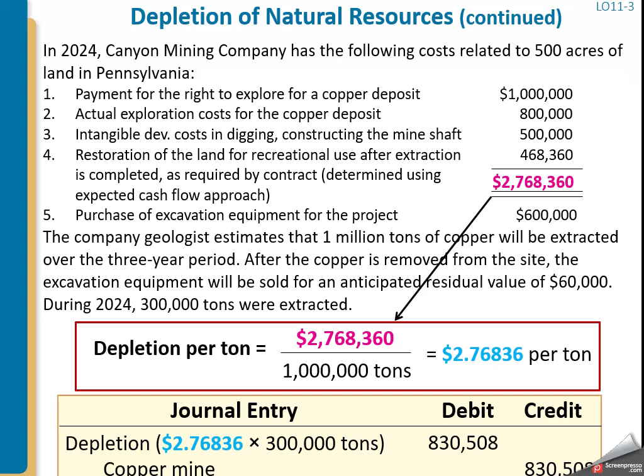Some textbooks will show it going to accumulated depletion. Other textbooks have it just going right to the asset. So a company could probably choose to do either one.